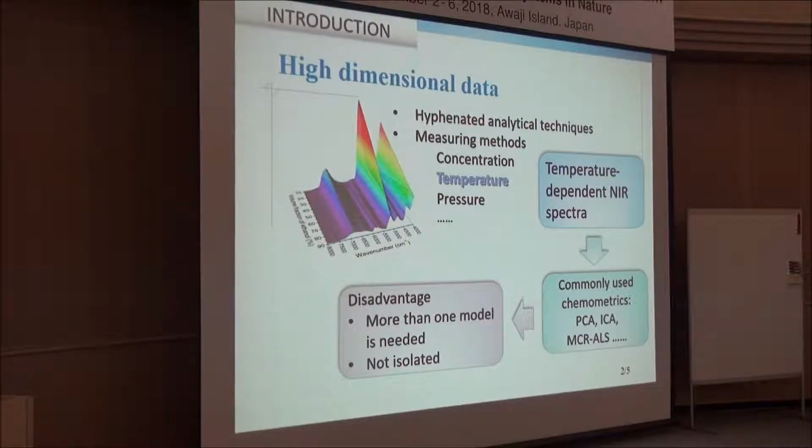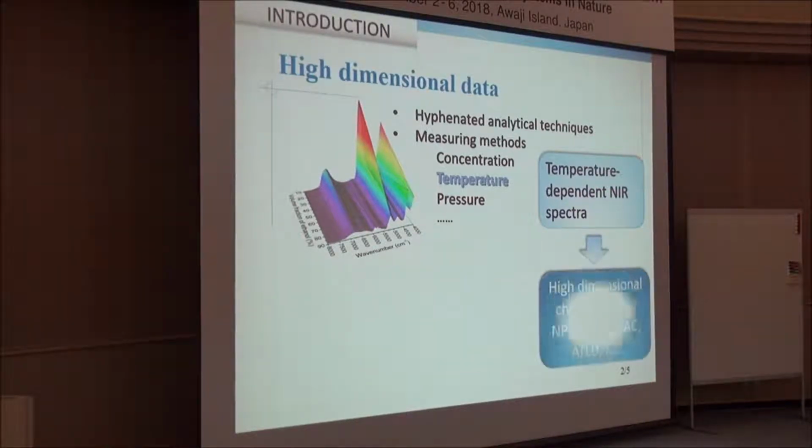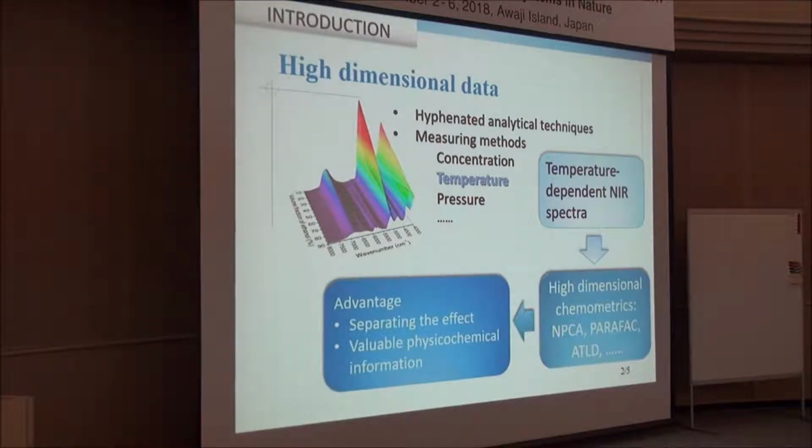The commonly used chemometrics like PCA and MCR have some limitations. More than one model is needed to explain the effect of temperature and concentration, and they are not isolated. Therefore, high-dimensional chemometrics may be more attractive for extracting the effect of concentration and temperature. They can separate the effects and provide valuable physical-chemical information.